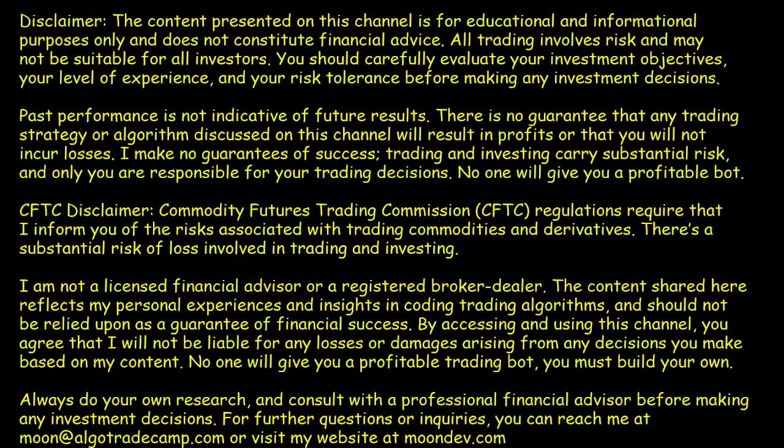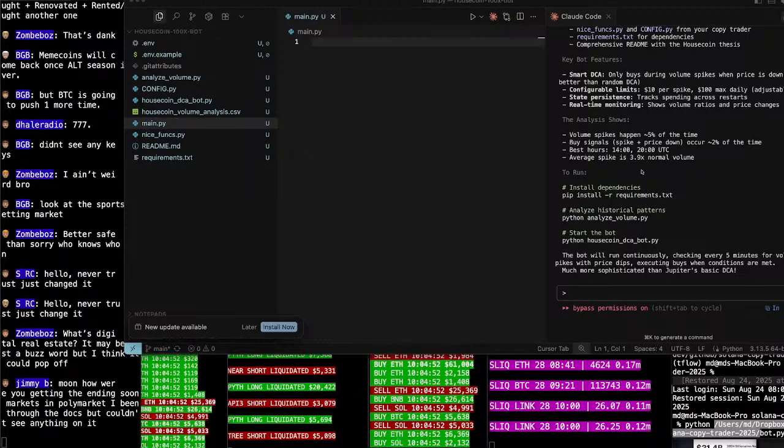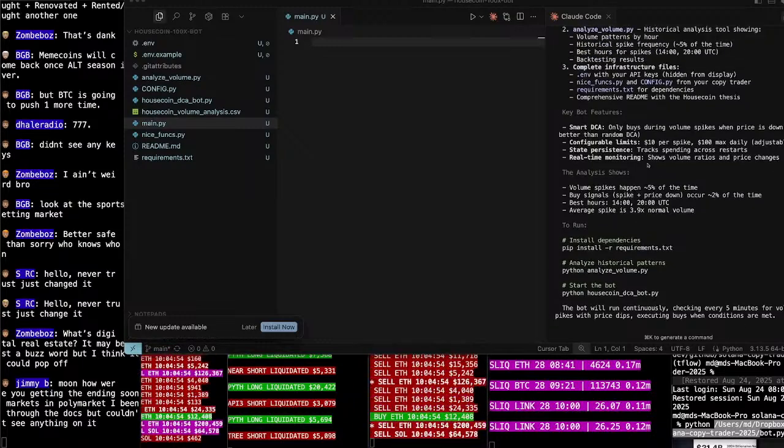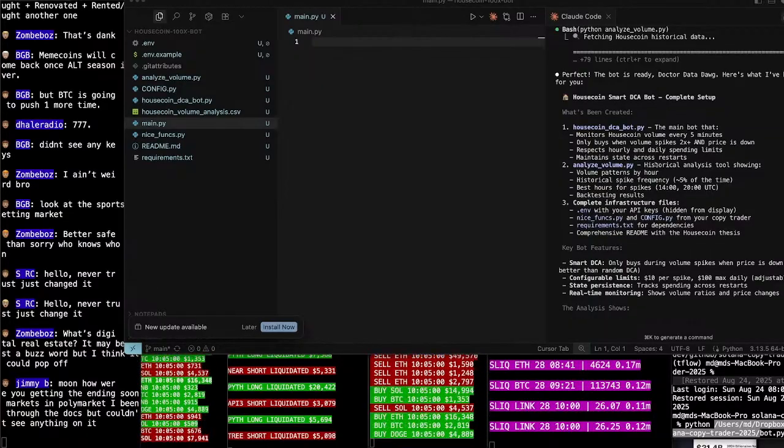There is huge bias in this bot, and I usually stay away from stuff like this. But I need to build this, and if I'm building something, I show you. Perfect. The bot is ready, Dr. Datadog. Here's what I've built for you. Housecoin Smart DCA bot complete setup.